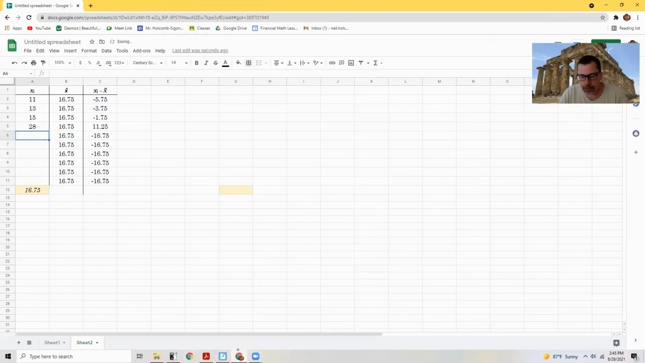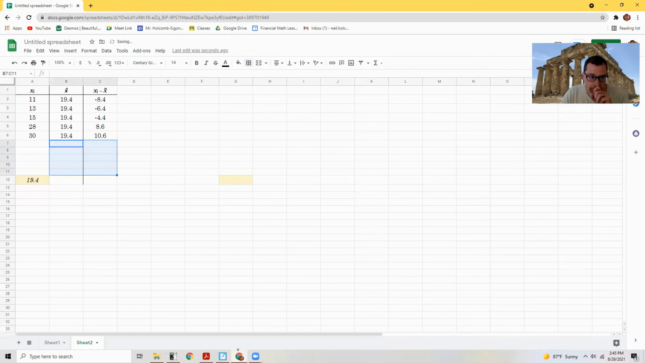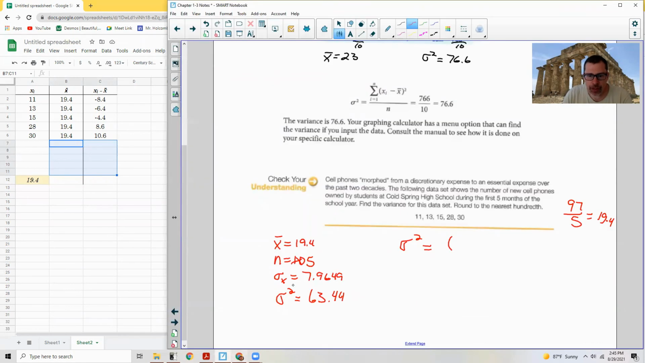28, enter, 30, enter. So there's my 19.4 mean right here. I don't need these, so let's get rid of them. All right, so there's my 19.4. That's my average. My N is 5. So now what do I need to do?